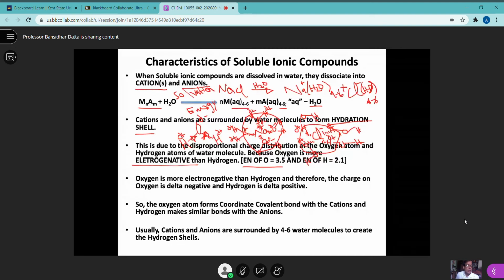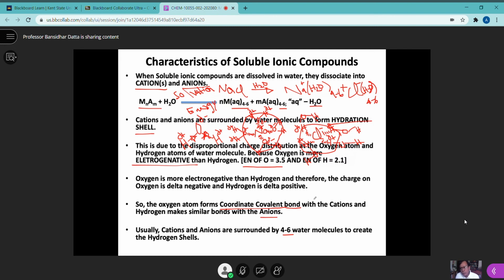So everybody okay, right? So here you go. Here is the explanation. Oxygen is more electronegative, meaning more attraction of the electrons, than hydrogen. Therefore, the charge on oxygen is delta negative, a small charge. Hydrogen is delta positive. So the oxygen atom forms a coordinate covalent bond, coordinating towards the cations, and hydrogen makes similar bonds with the anions. Usually cations and anions are surrounded by 4 to 6 water molecules. How do you know 4 to 6?